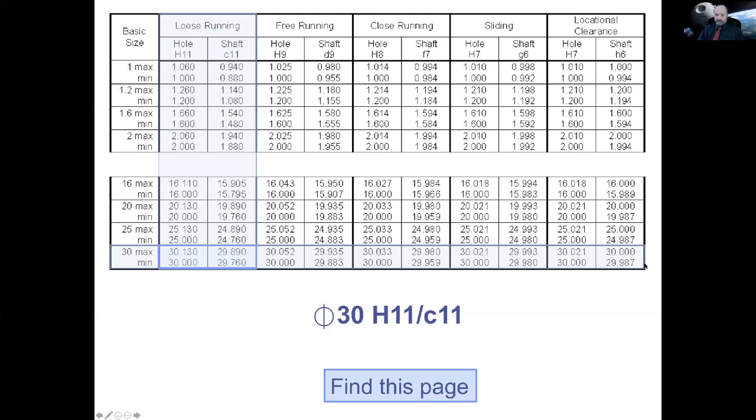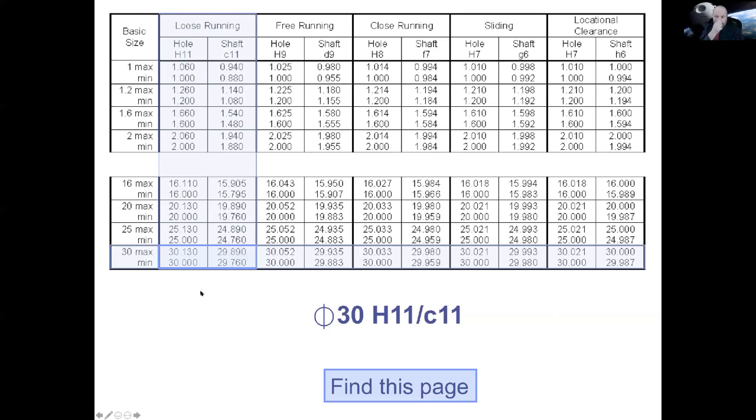So then we know that the two are connected through that table, right? So we can go look it up for loose running, but it's only loose running if we do it in combination with the shaft, right? So the shaft is C11, so we go down here and then we find the range. Okay, and then that's a loose running fit.